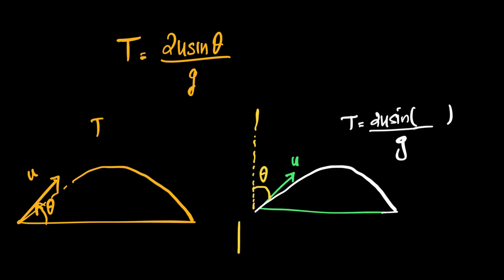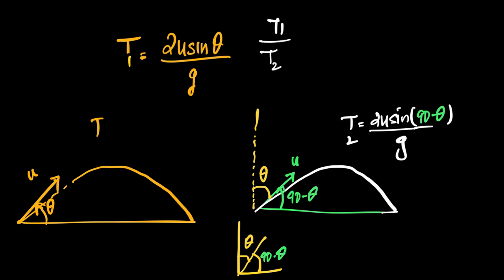See, if this much angle is theta, what is the leftover angle? That would be 90 minus theta, right? So this much angle is 90 minus theta. So here T will be equal to 2u sine of 90 minus theta. Let us take T1 and T2 for our reference. So we have T1 and T2. Now let us find the ratio between T1 and T2.